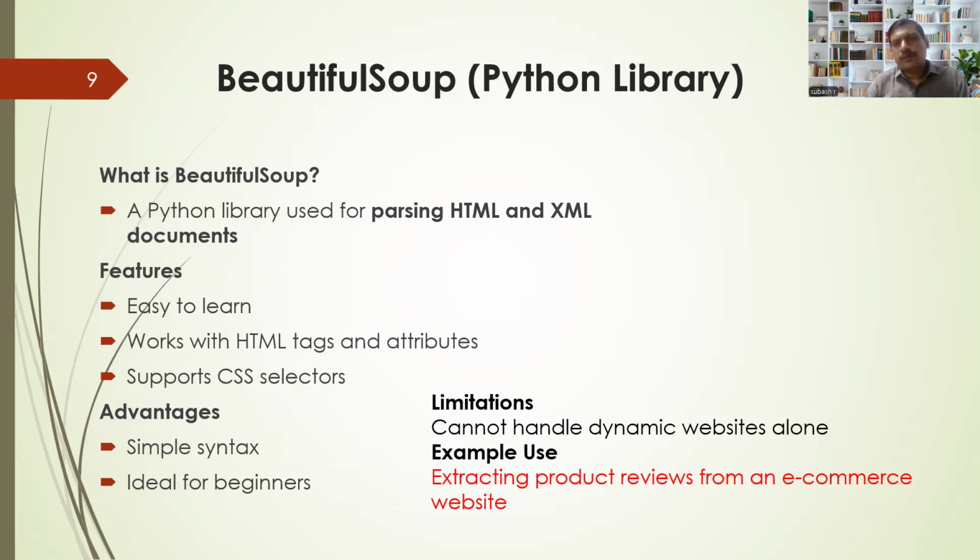Beautiful Soup is a Python library used for parsing HTML and XML documents. Parsing means I have a document and I want to parse it. What is parsing? It's splitting. After the splitting, we are going to do some analysis of my data.